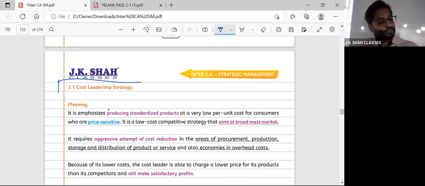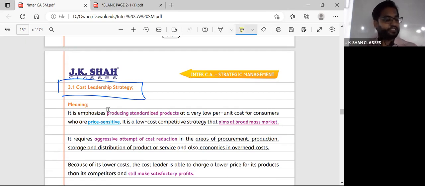We are doing cost leadership now. See, those points are repeated again, guys. So quickly go through this: standardized product, price sensitive, broad market. Only underline limited things during revision. Those points should be your punching words. Recollection.